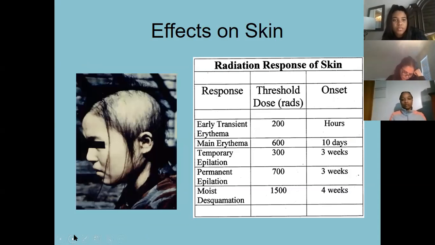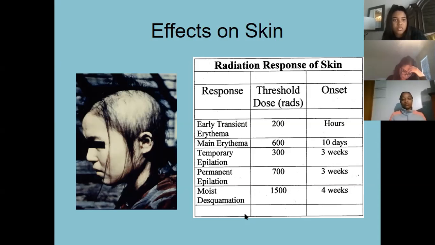So here are some estimations of the doses associated with certain skin responses. These threshold doses are in rads, so you would need to know them in gray as well. For 200 rads, all you have to do is move the decimal two places to the left. 200 rads is 2 gray, 600 rads is 6 gray, and so forth. Early transient erythema takes 200 rads or 2 gray to cause this effect.